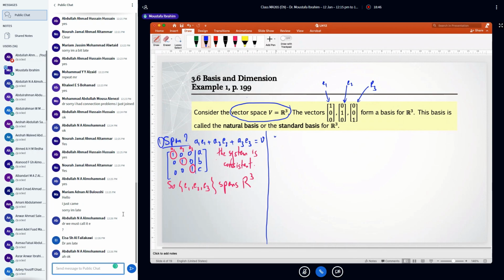Now, for linear independence, let's see the linear independence. Can we use the determinant here? We have the number of vectors equal 3, n equal 3, so k equals n. Yes, we can use the determinant. So let's see the determinant of e1, e2, e3. It's equal to 1, 0, 0, 0, 1, 0, 0, 0, 1. What's the determinant of this matrix?